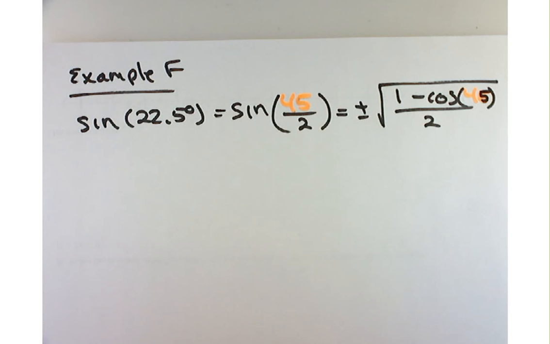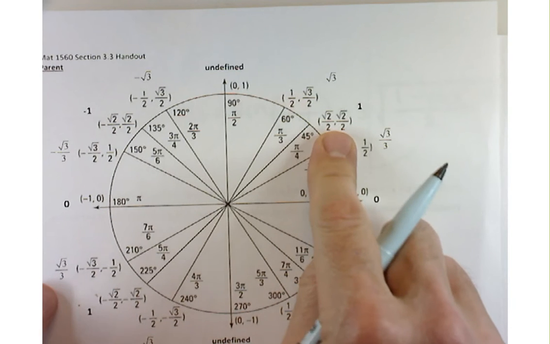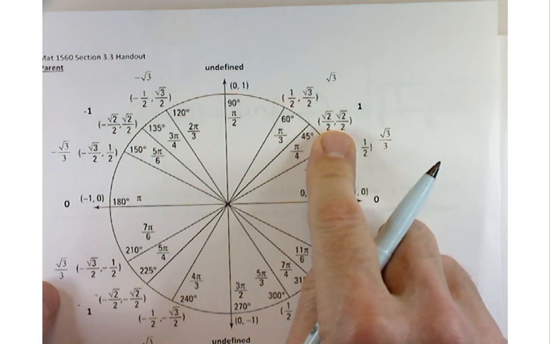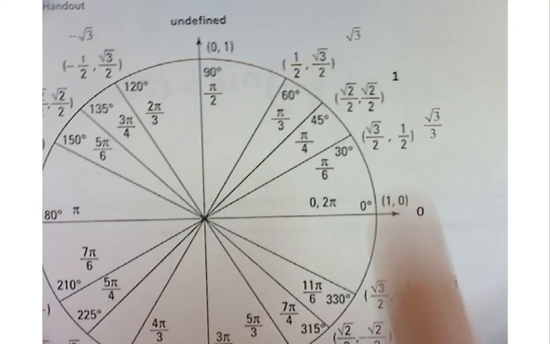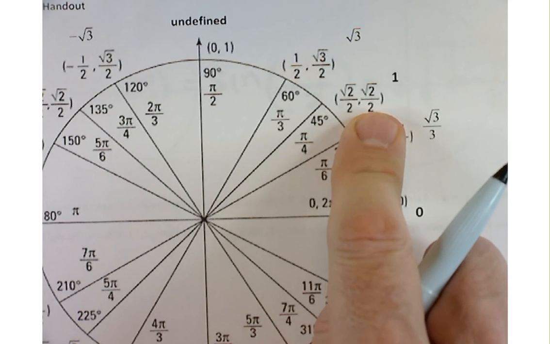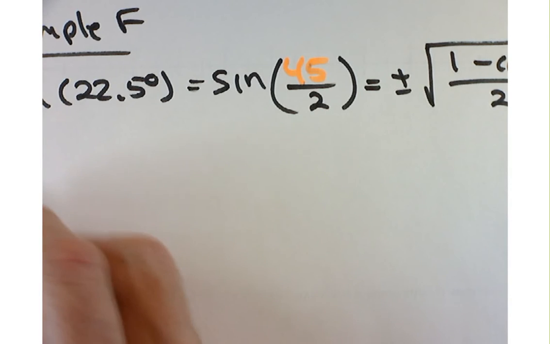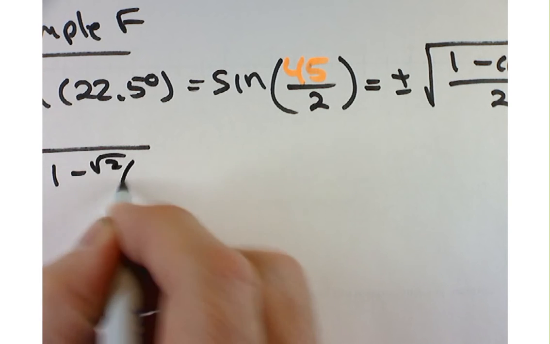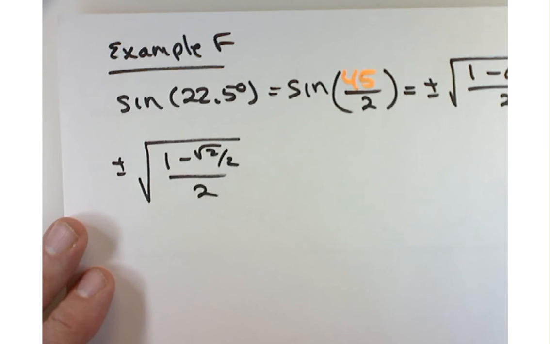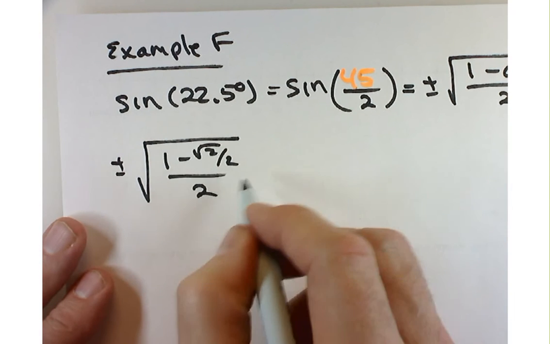All right. Well, we know the cosine of 45, or at least we can figure that out. Cosine of 45, is that your y-coordinate or the x-coordinate at 45 degrees? X-coordinate. In this case, it doesn't matter, but the sine is your y-coordinate. So this is going to be plus or minus the square root of 1 minus square root of 2 over 2, divided by 2. Now this is a little bit messy, and so you might have to clean this up a little bit.